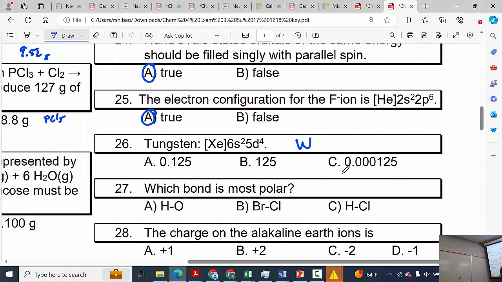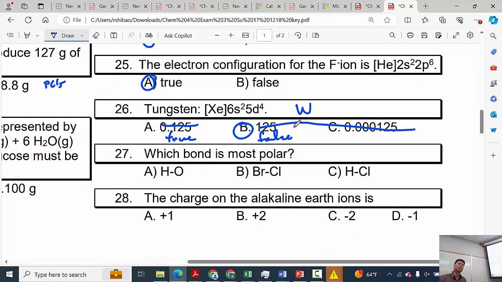What's missing here? The 4f are missing. In fact, when we look at it, this is 54 electrons. 54 plus 2 is 56. 56 plus 4 is 60. This is 60 electrons. Tungsten has 74 electrons. So we're missing 14 electrons. And so this will be false. True. False. It's false.